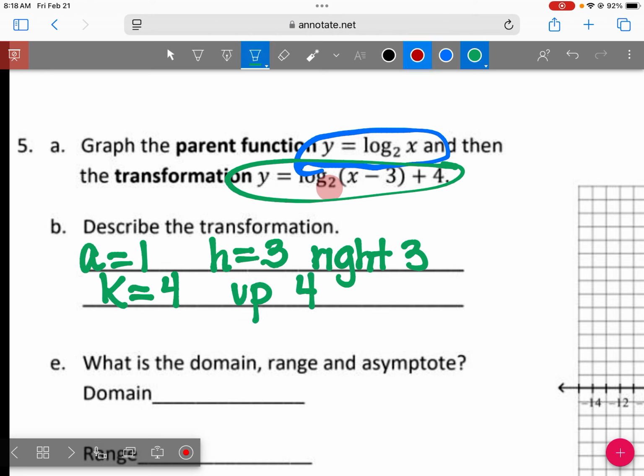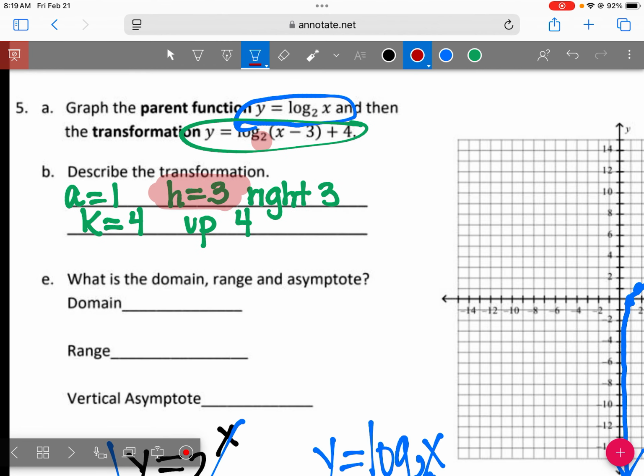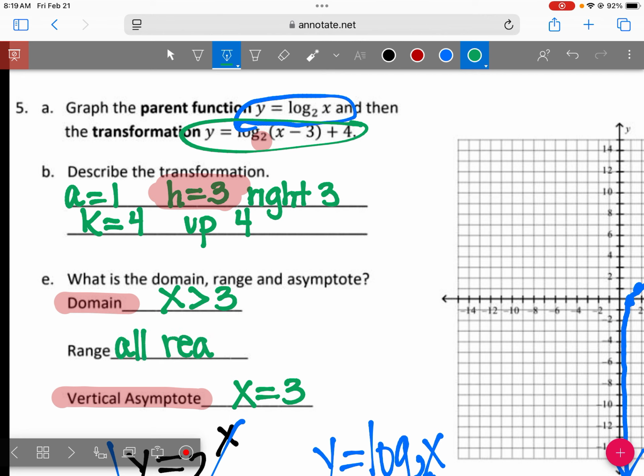So in this one, the MVP is H, because H is going to tell us the domain and our vertical asymptote. So our domain is X is greater than H. And because H is 3, it's going to be X is greater than 3. And we have a wall that we're going to draw in at X equals 3. Your range never changes. That would be all real numbers.